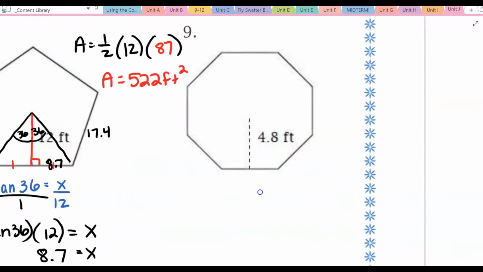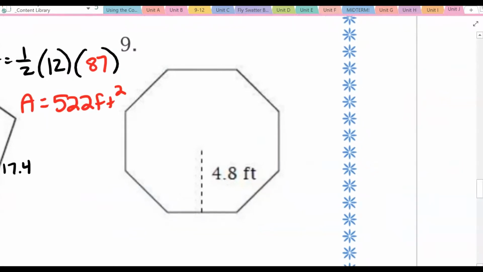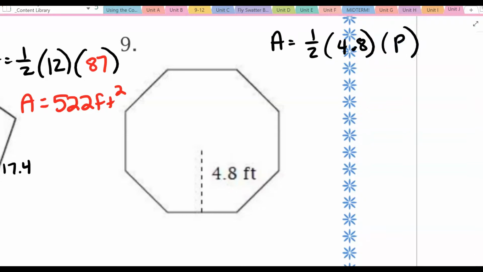Okay, number 9. Again, we know the apothem. 4.8 is our apothem. We want to find our perimeter. Create the central angle. There are 1, 2, 3, 4, 5, 6, 7, 8 sides to this, so 360 divided by 8 tells me that each one of these is worth 45 degrees, which means half of this is 22.5.